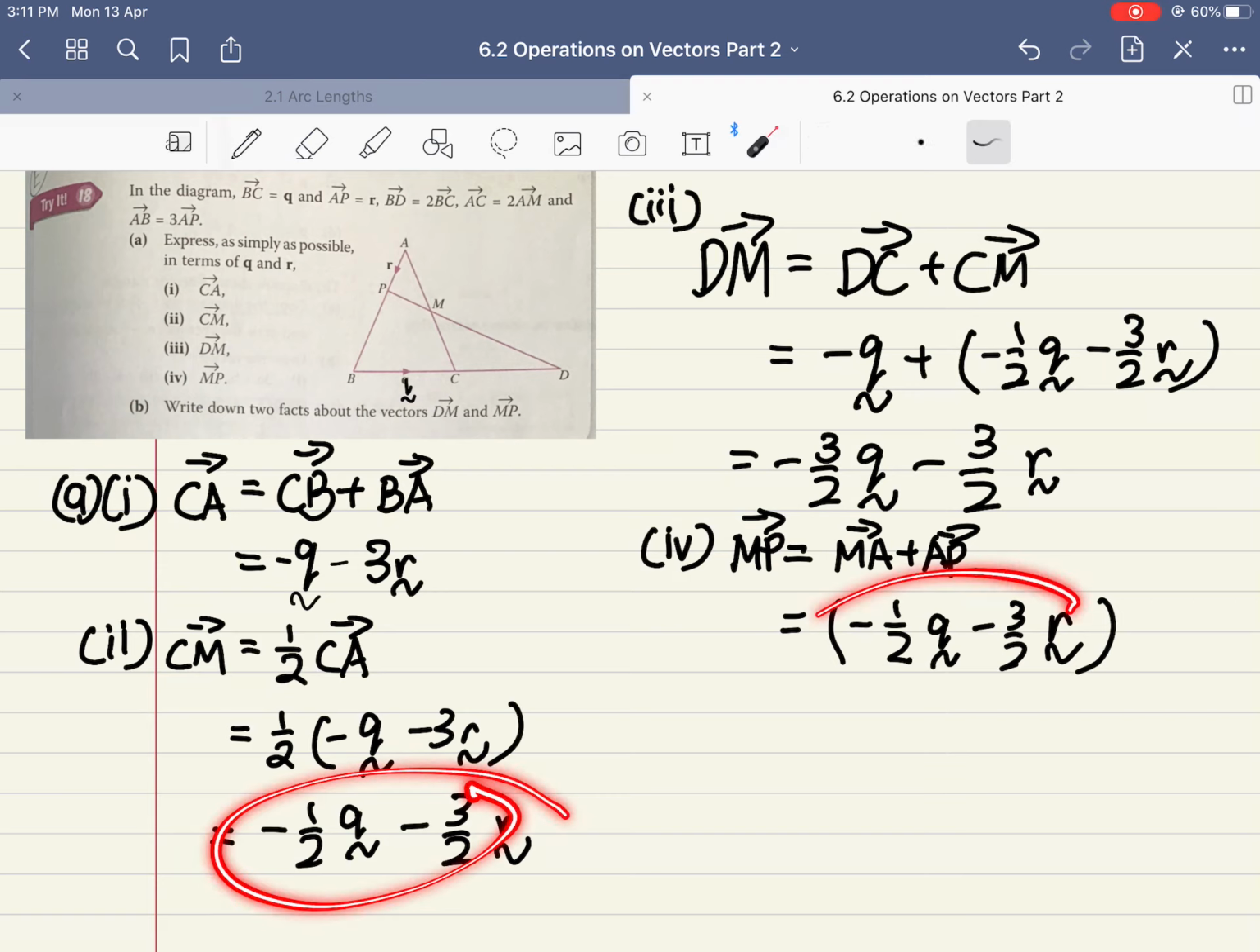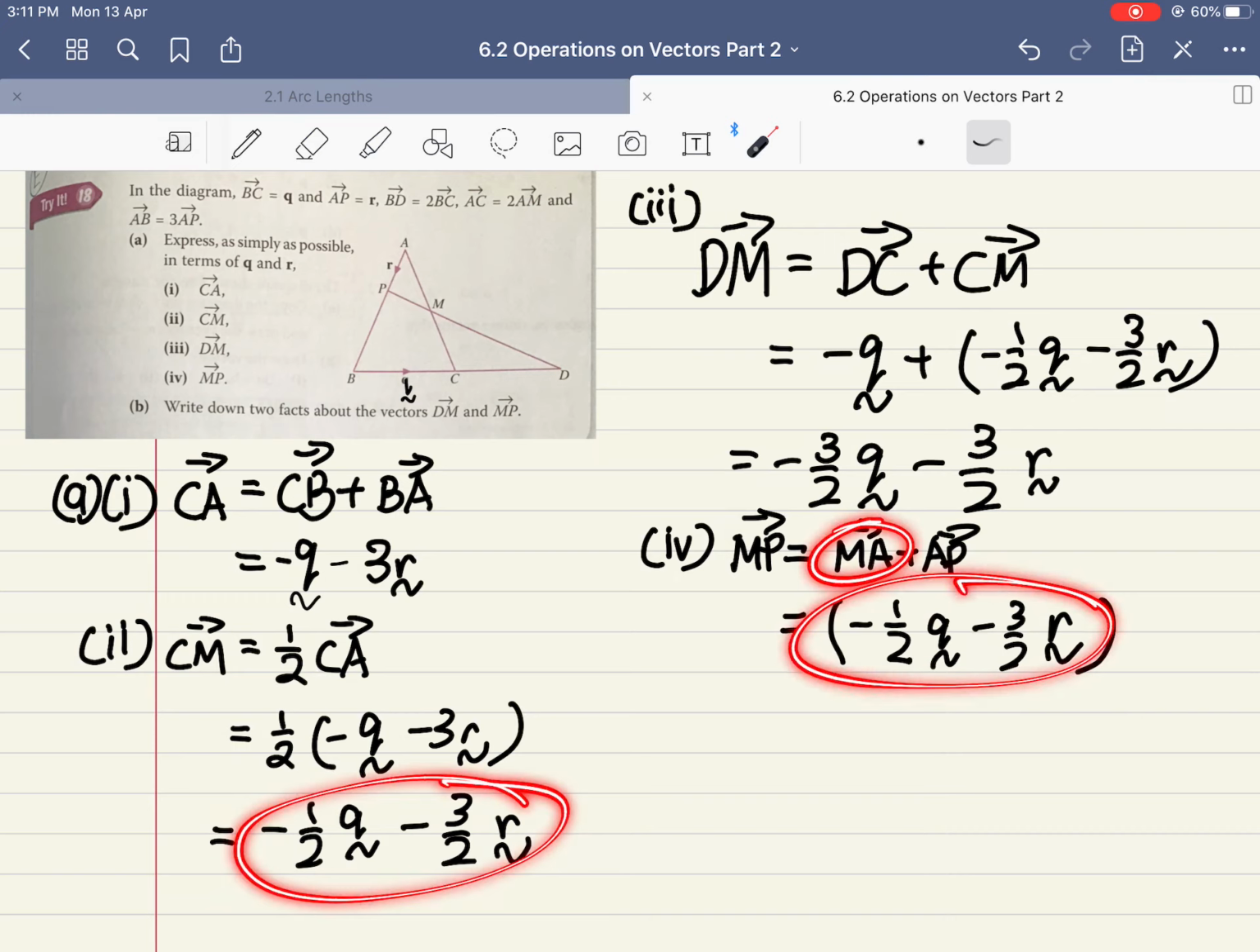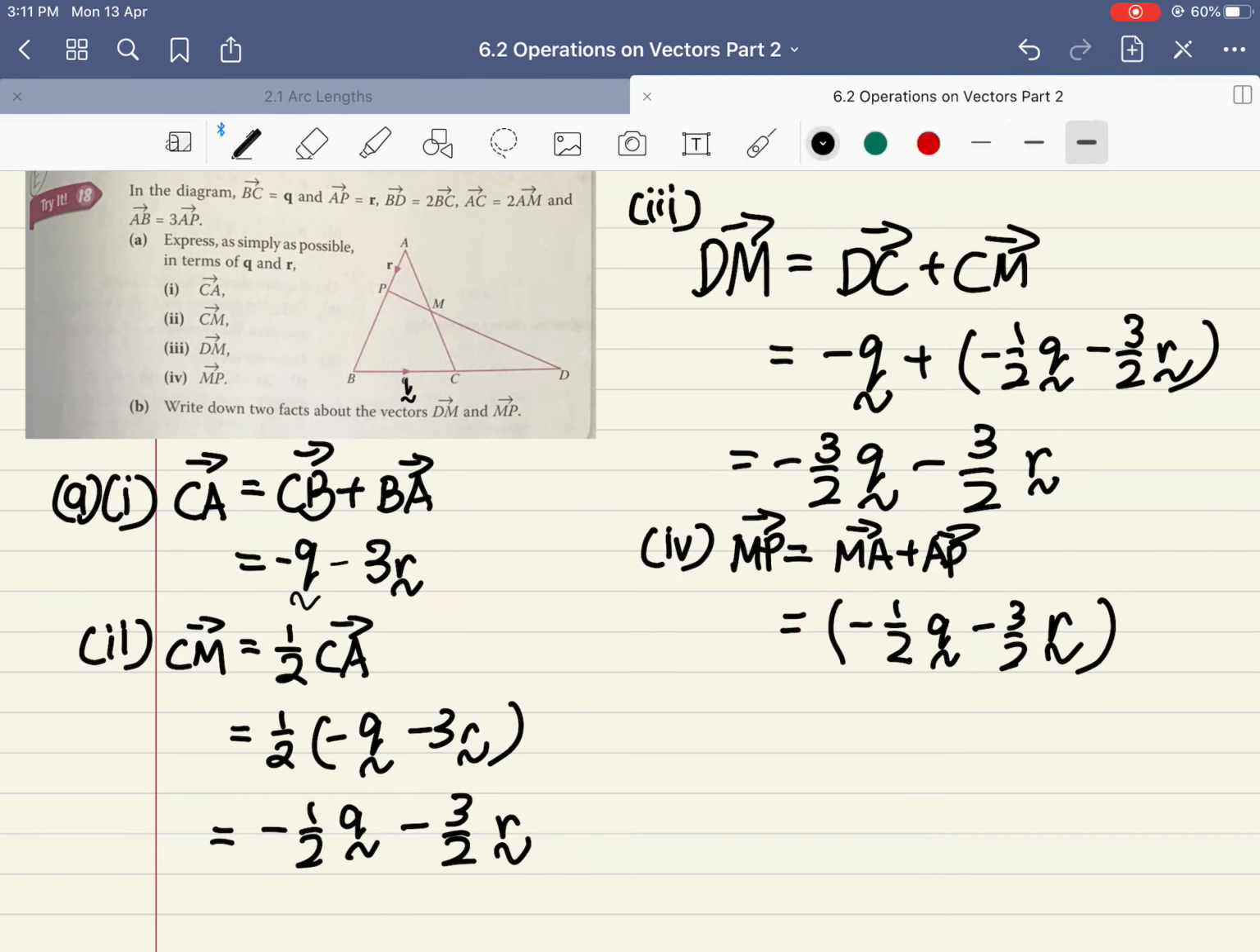You may be wondering where I got this value from. It actually came from here. The CM and MA have the same value. They're equal vectors. Hence, if CM is this, then MA will have the same value. Then plus AP. So what I will get down here is this. AP is R, so it's given on the diagram there. If I simplify everything, I'll get minus half Q minus half of R.